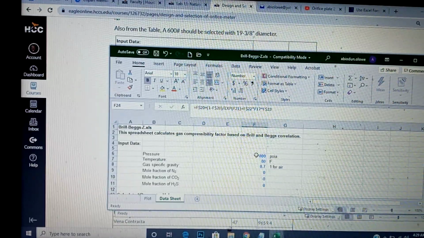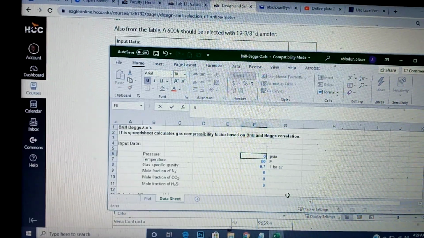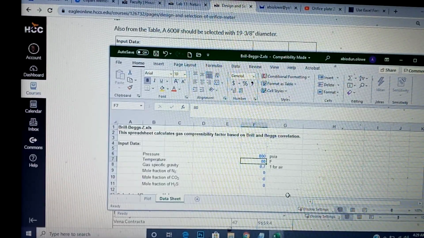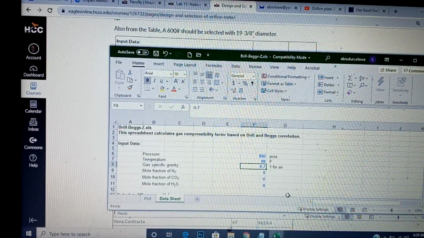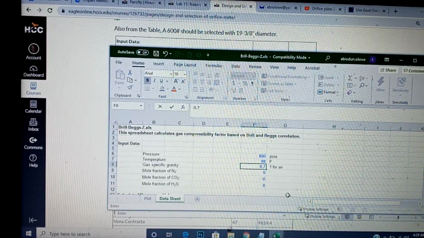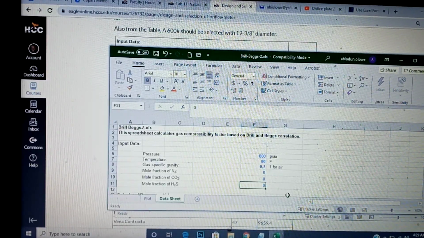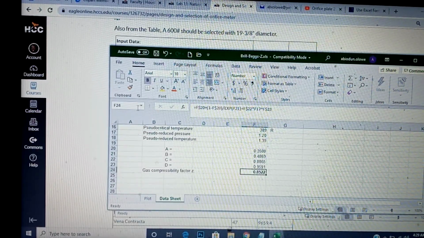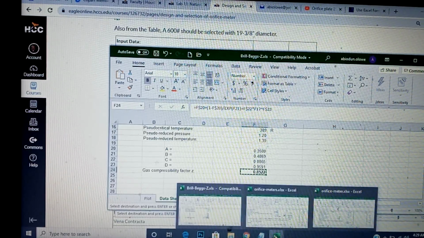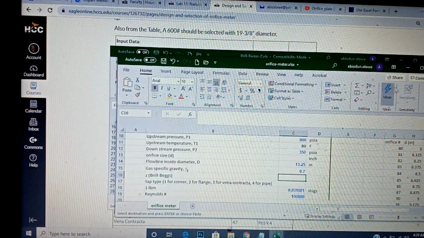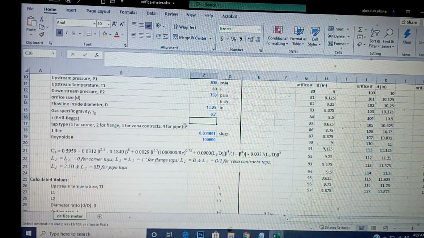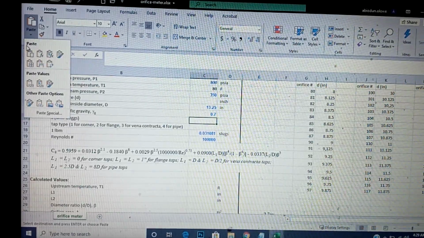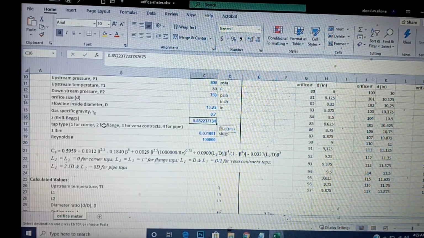Now Breedbex. So, I already filled it. This is 800. This is 80. And this is 0.7. The rest is 0 because I don't know them. 0, 0, 0. So I'm going to look at, now this is my Z. I copy that. I go back to my template. Let me put it. Okay. I paste value there. Value. Okay.